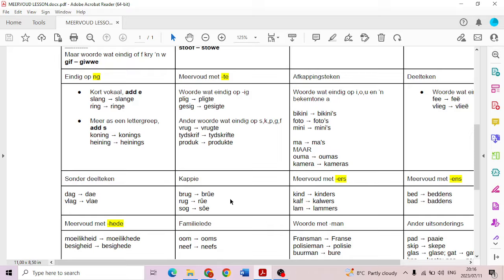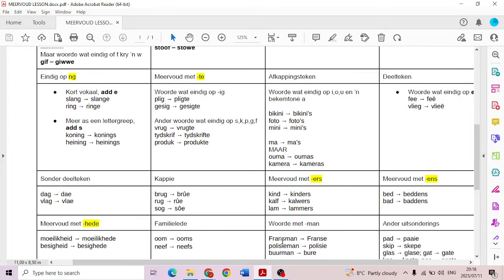Excuse me. Then kappie, words that get a kappie include brug, rug, and sog. And to be honest, if you are doing FAL, you won't need to know more than these. So brug becomes brûe. Look where the kappie is sitting. It's not sitting on the E, sitting on the U. And then rug means back. Your back, human back, becomes rûe. And then sog, I think sog is a female pig, becomes söe. I could never say that word. Anyway, so yeah, I think if you learn these 3, you should be fine.